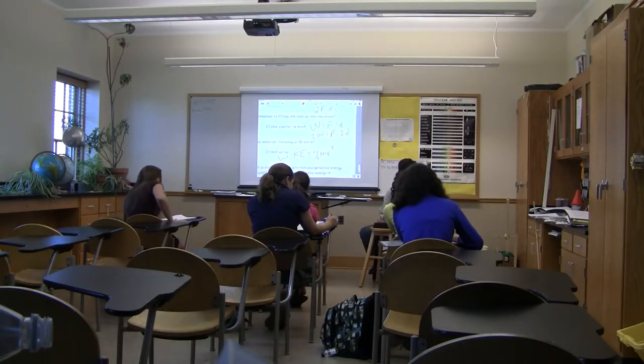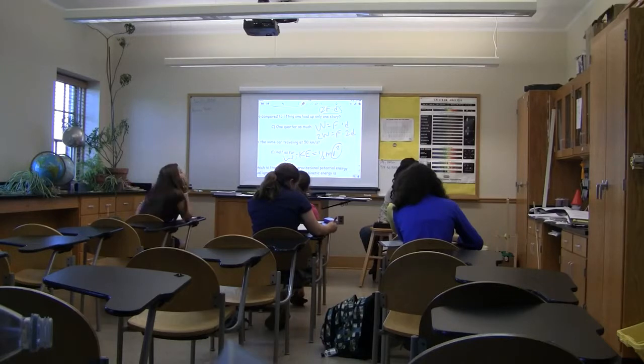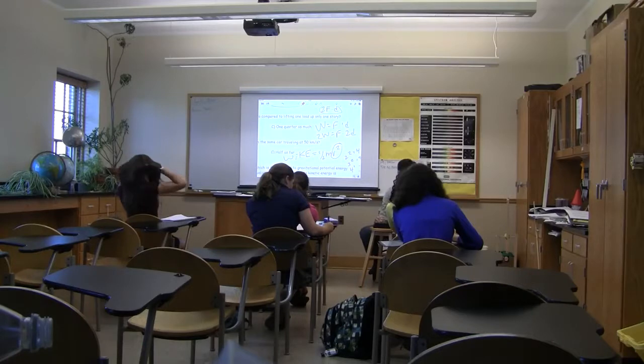The big key here is velocity squared. That's all. So if you double, it's 2 squared, right? If you triple, it's 3 squared. If you quadruple, it's 4 squared. And that's 4, 9, 16.